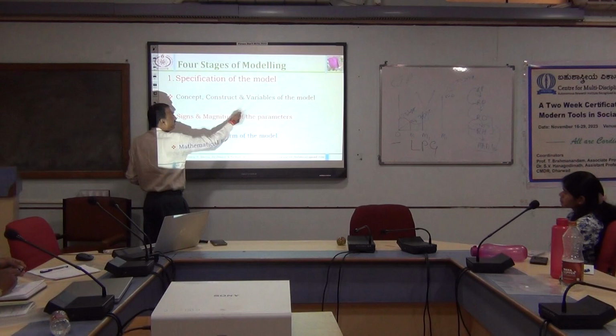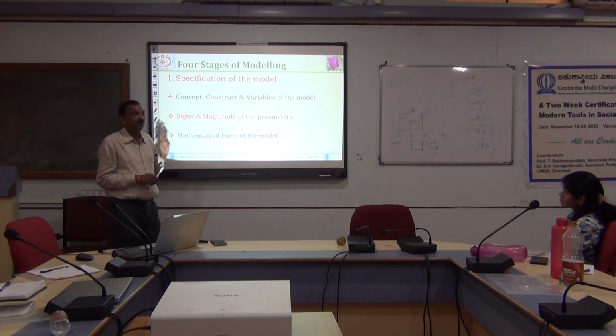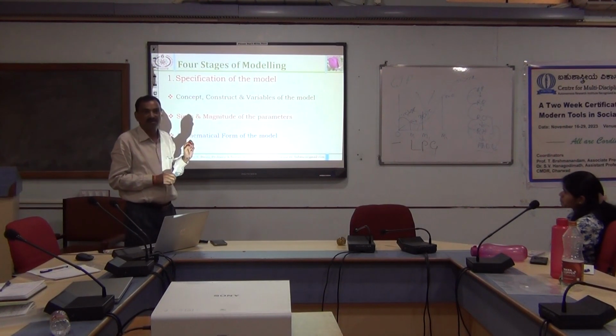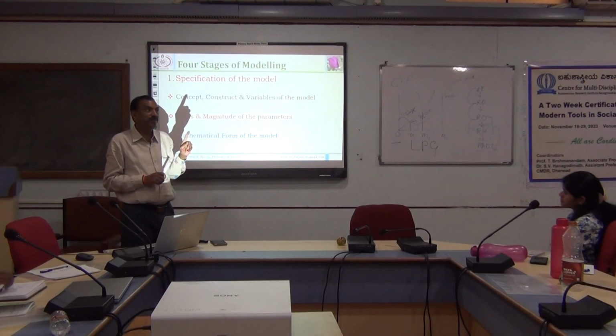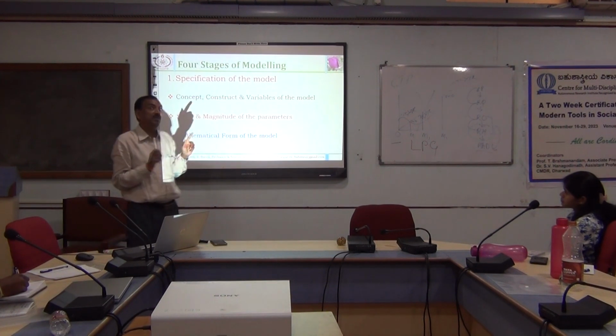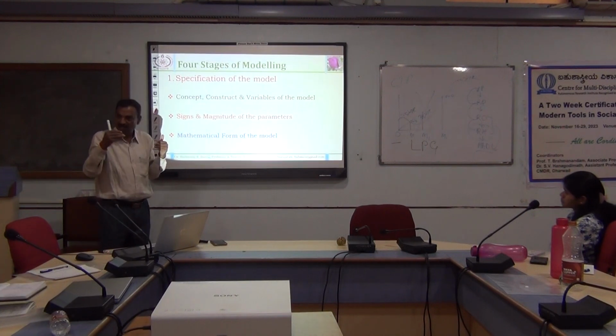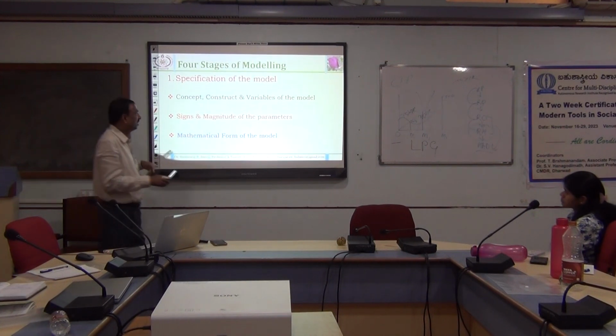Whether you should go this side or this side? What do you require? You require variables. Demand is one variable, price is one variable. Education is one variable, income is one more variable. Please understand. Now, how do you test? To test, you require variables.